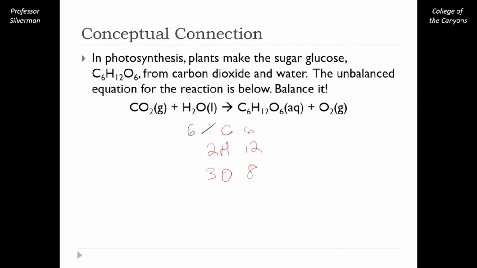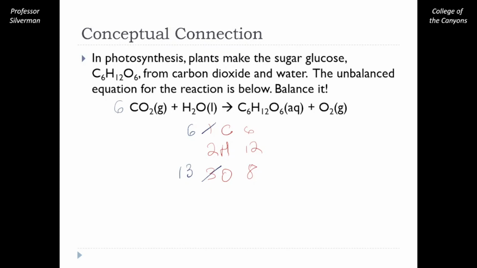Instead of 1, we want to have 6. We can't change the subscript because that will change the identity of our molecule, but we can change the number in front to make sure that we have the same total amount of atoms. This also changes the amount of oxygens, so we can update our tally here. Now we have 12 plus 1 is 13. And this is getting us closer to a good answer.